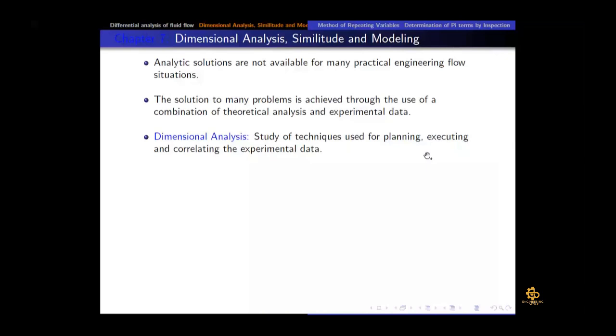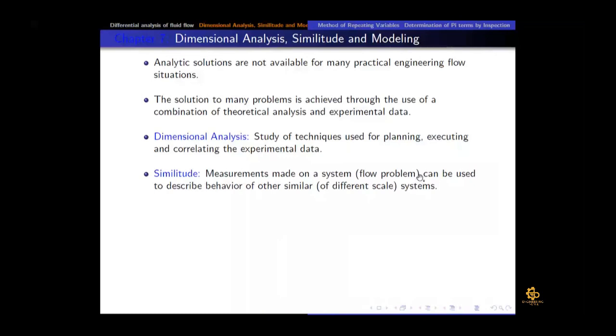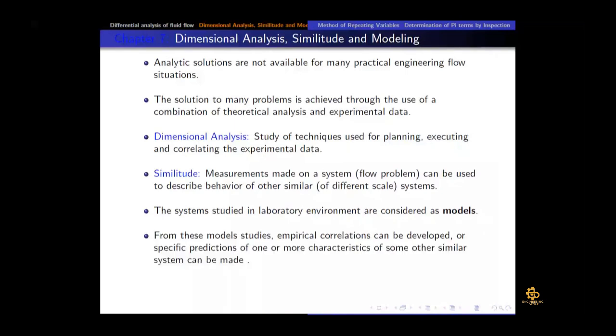Then similitude means that a measurement made on a system, the actual system, can be used to describe the behavior of other similar systems. As I mentioned about downscaling the Boeing 777 wing, we can downscale it and conduct the experiment in the wind tunnel. The systems studied in the lab are considered to be models, right? The actual one is the prototype, and the model is what we use for evaluation in the lab experiments. From these models, empirical correlations can be developed.